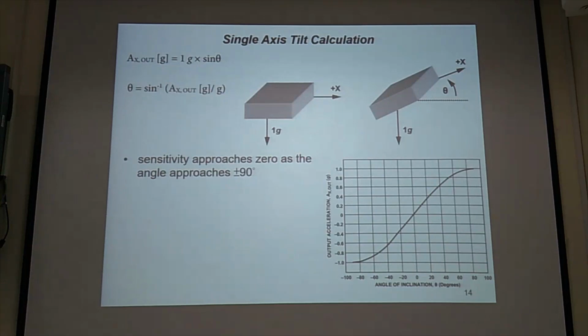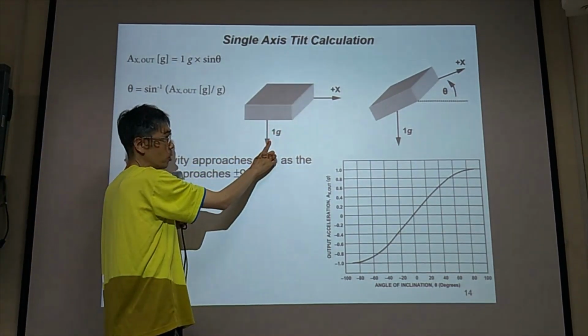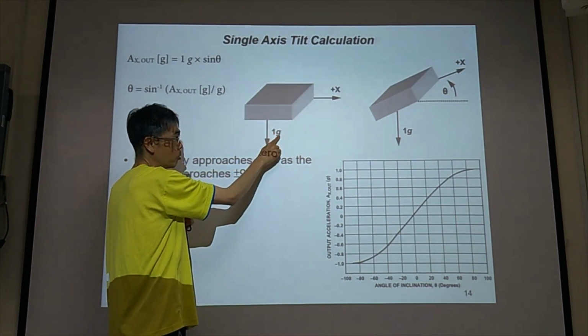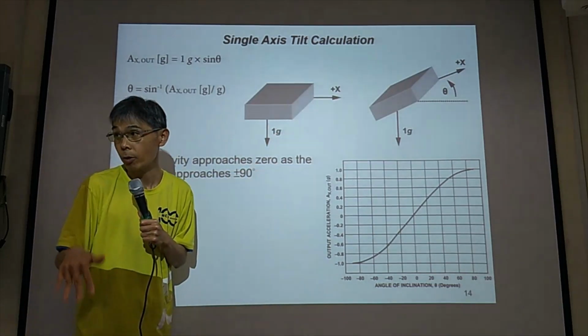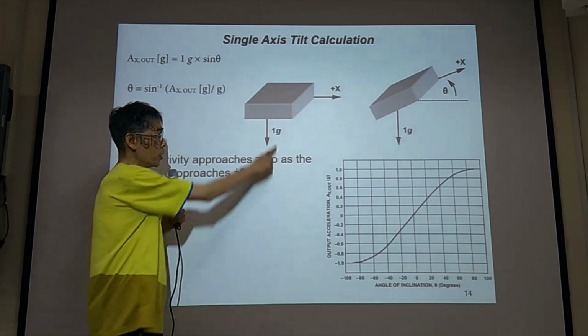Now, in the beginning of this lecture, I told you how to use this accelerometer to measure the angle orientation. So this is the way we could do it. Suppose this is the accelerometer, and this is the gravity, 1g, the Earth's gravity. What is 1g?